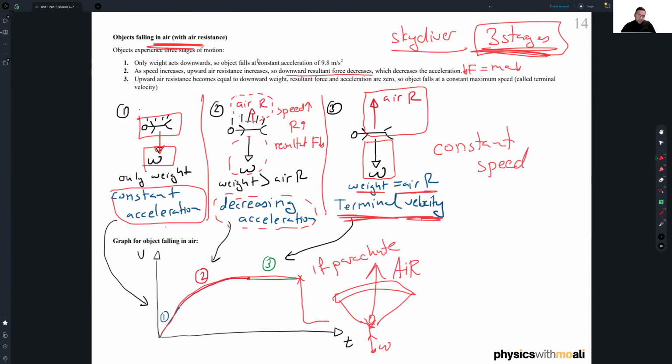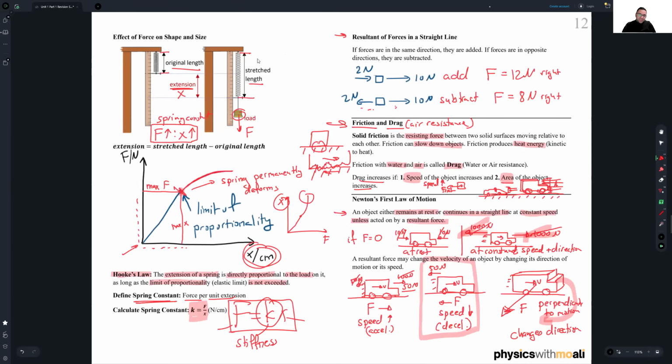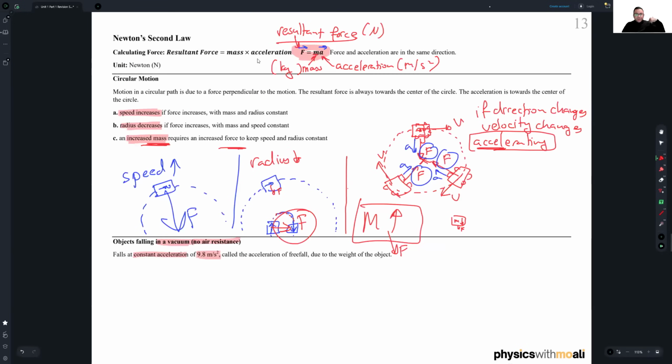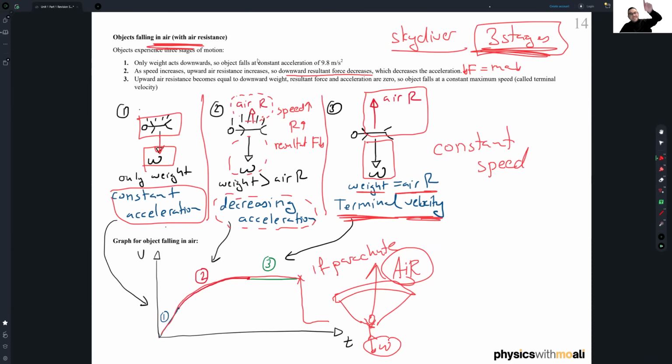Now, a common question is, Mr., if the air resistance is greater than the weight, do you go up? What did I say? If the resultant force is moving against you, you don't go up, you don't go back, you slow down. So here, if you open the parachute, the air resistance is greater than the weight, so the resultant force is upwards, so you slow down. But as you slow down, the air resistance decreases until it becomes equal to the weight again. And you fall with a new safe terminal velocity that you can land on the ground with. Good.